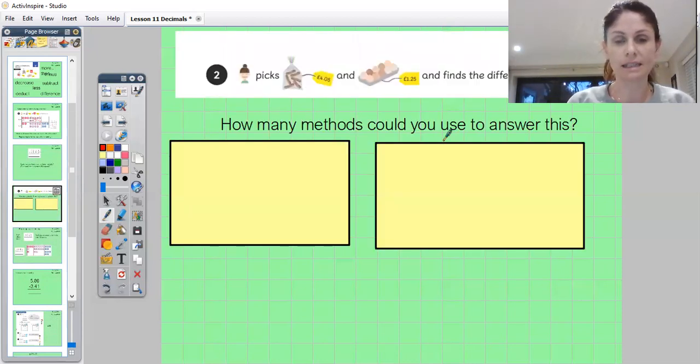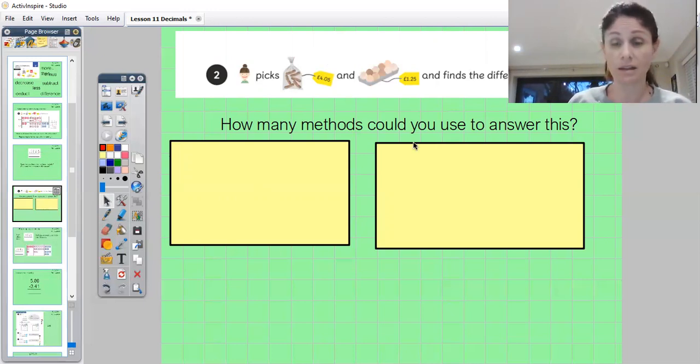Let's have a look at this one then. So it's a different question now. It says find the difference, so this time we are subtracting. Hannah picks some sausages and some eggs and finds the difference. We want to know the difference between the two. So we know we're going to need to do £4.50 minus £1.25. So how many methods could you use to answer this?